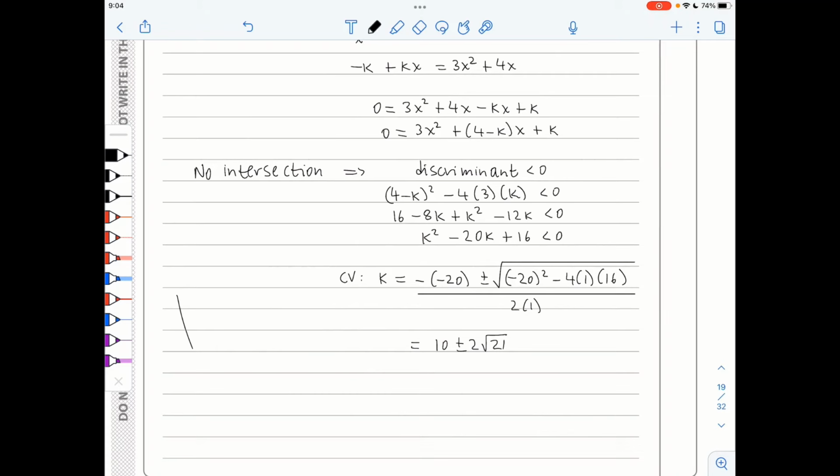We know that quadratic inequalities are solved graphically, so I quickly sketch a smiley parabola because it's a k squared, the coefficient is 1, and I know the critical values are at 10 plus 2 root 21 and 10 minus 2 root 21. It goes plus, minus, plus, and we want to be negative, so we want to be in between. So it's all values of k such that 10 minus 2 root 21 is less than k, which is less than 10 plus 2 root 21. This is the set of values for k for which the curve and the line do not intersect.